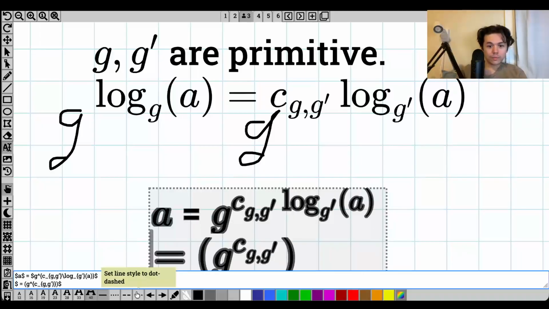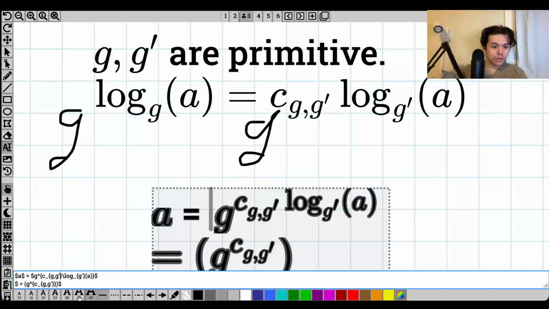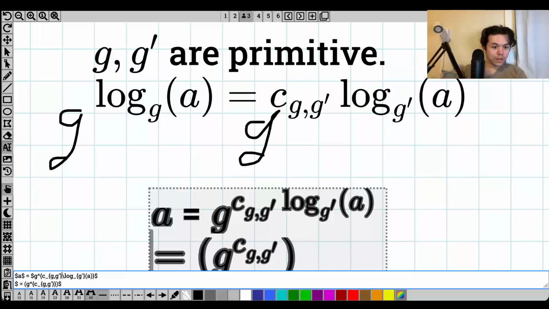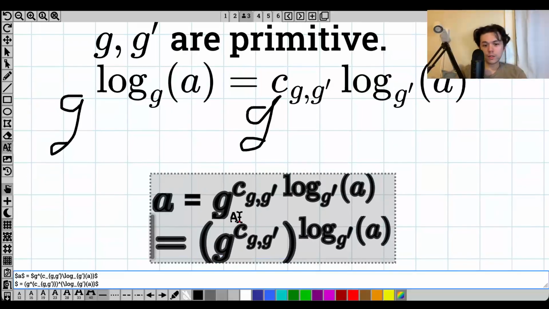I found c_{g,g'} to the power of, I'm just going to copy paste this because I'm not feeling typesetting. Do you guys like typesetting? I think it's fine.